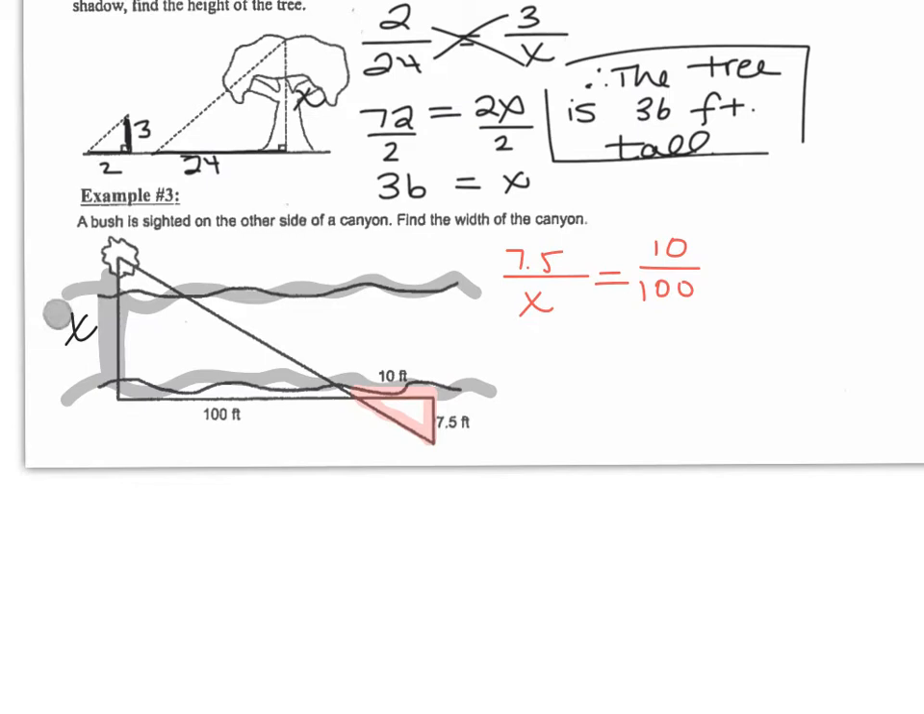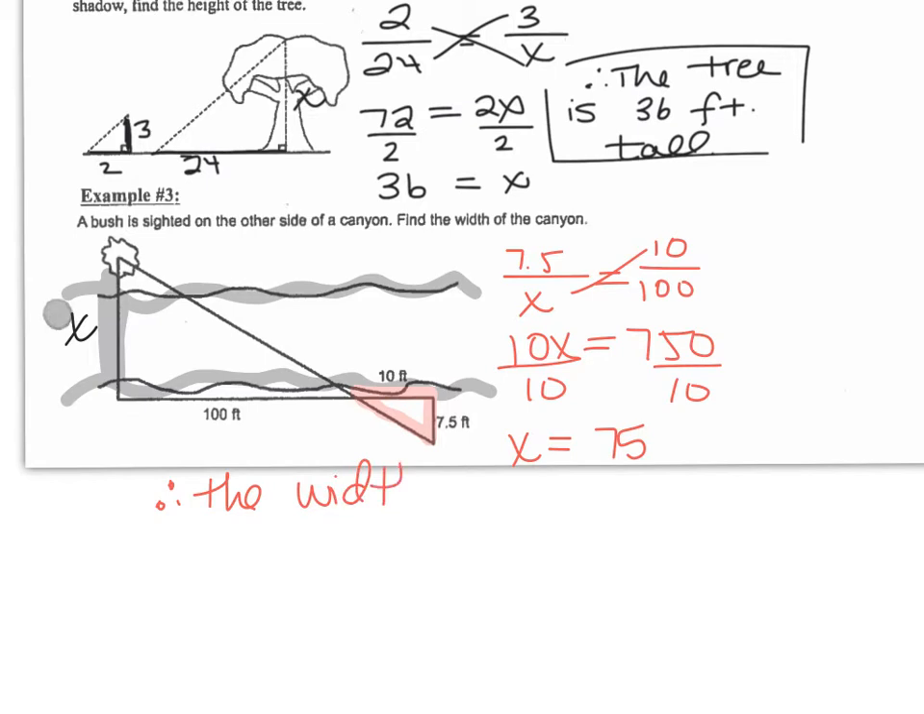So now I'm going to go ahead and cross multiply. 10 times x is 10x. 7.5 times 100 is 750. I'm now going to divide by 10. So x is 75. So therefore, the width of the canyon is 75 feet.